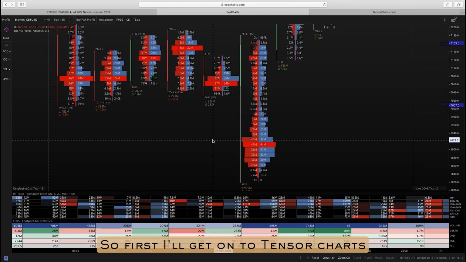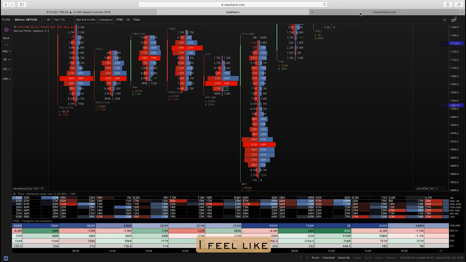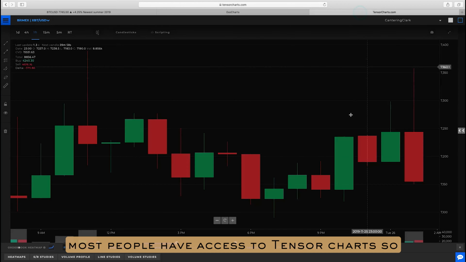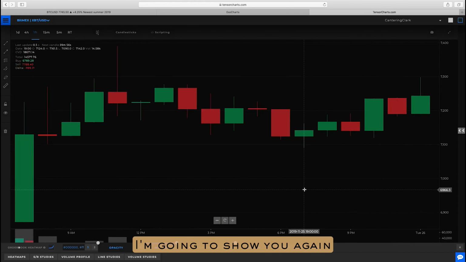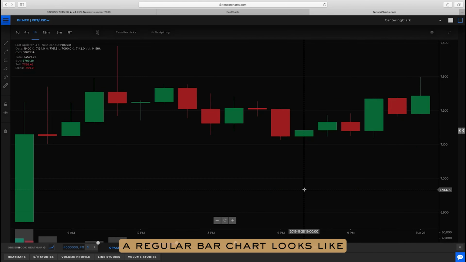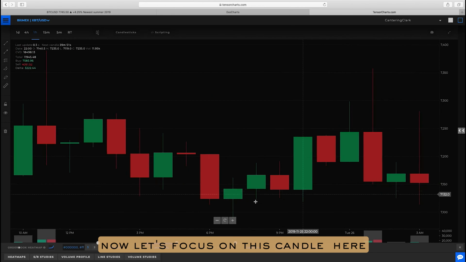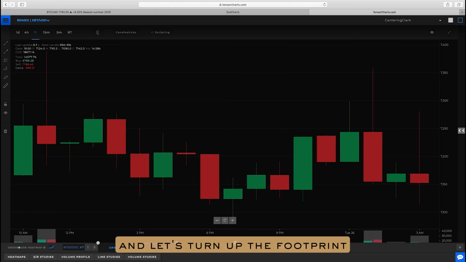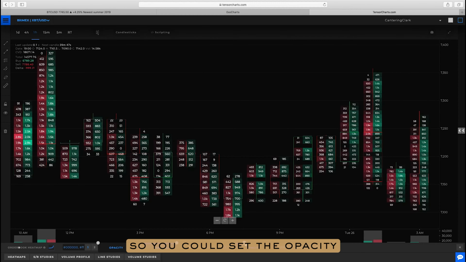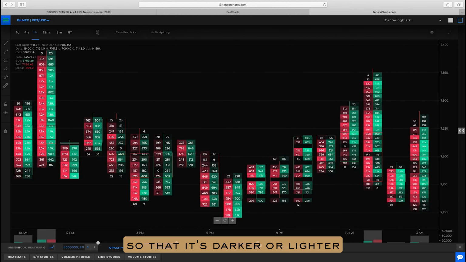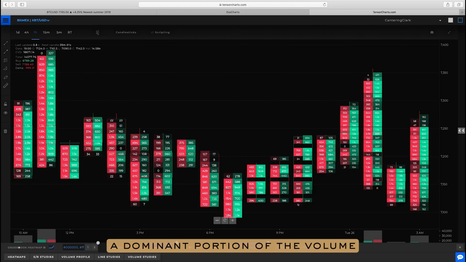So first I'll get on to Tensor Charts. I feel like most people have access to Tensor Charts. Again, this is just what a regular bar chart looks like. Now let's focus on this candle right here, and let's turn up the footprint. You can set the opacity so that it's darker or lighter. The brighter boxes are going to be where a dominant portion of the volume took place.